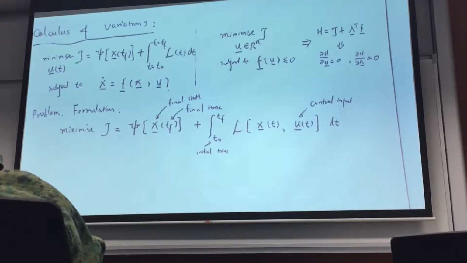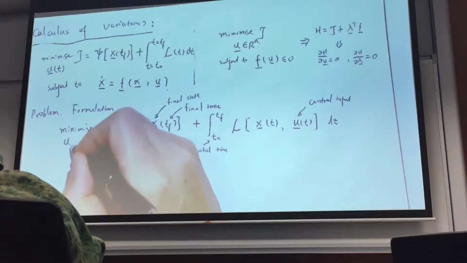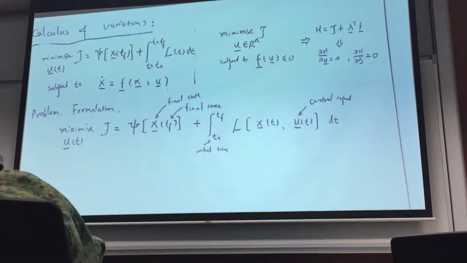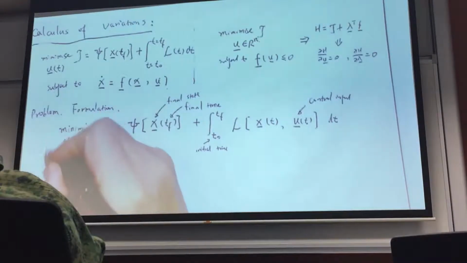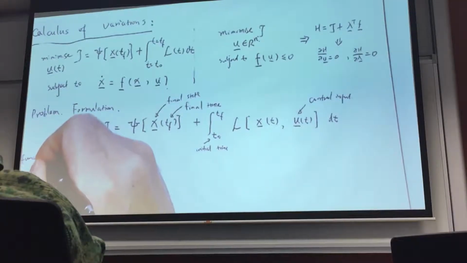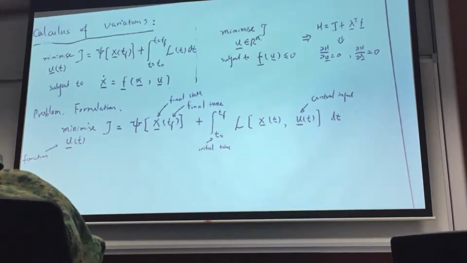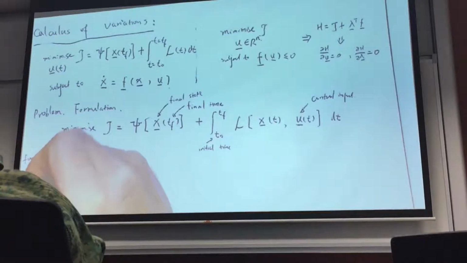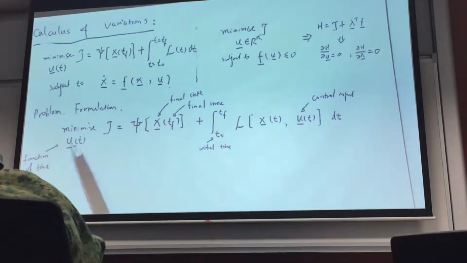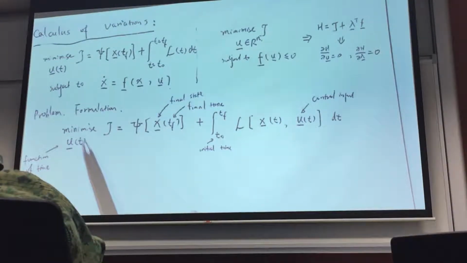So we solve this problem by using this control input, this u(t). Now the control input is a function of time. So it's the main difference from before. So the solution to this problem will be a continuous function as the control input.